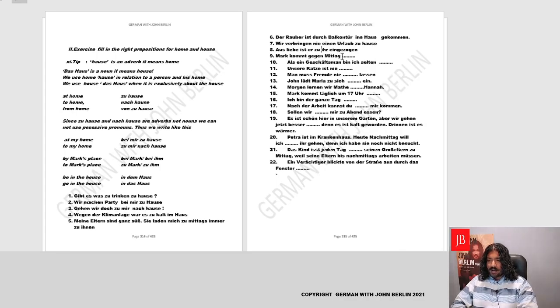Mark kommt gegen Mittag dash. Mark comes around afternoon to home. So how do we say to home? It's basically here, nach Hause. So we'll say nach Hause. Very good. Okay, als ein Geschäftsmann bin ich selten dash. As a businessman, I am seldom at home. What is at home? Zu Hause. So let's write here, zu Hause.